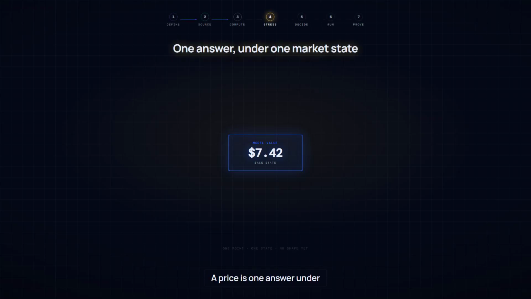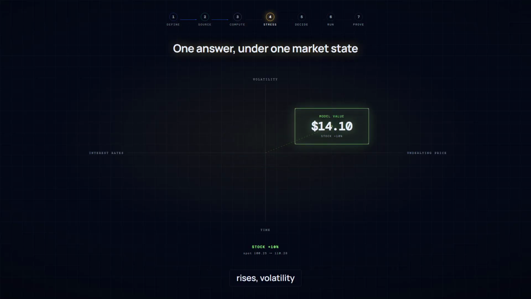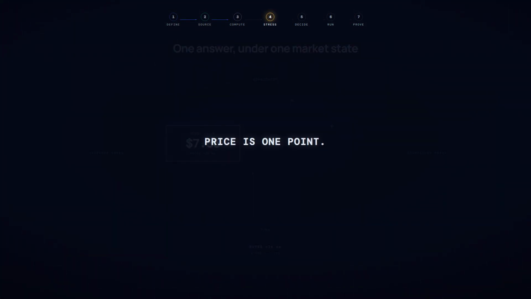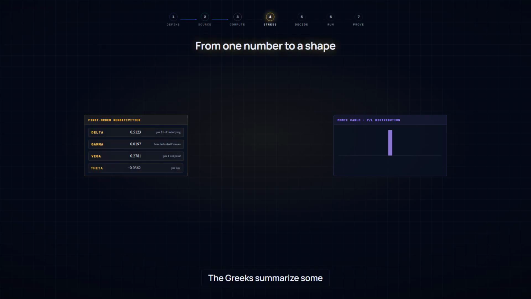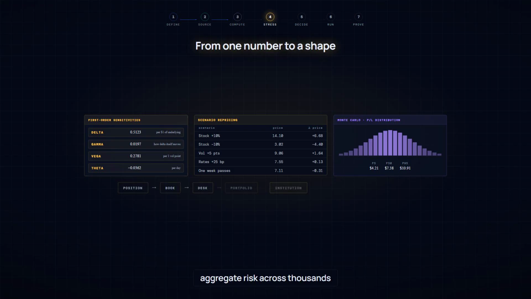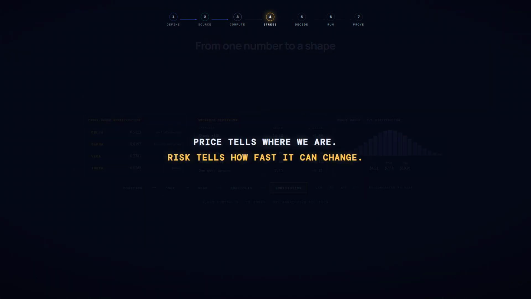Fourth, stress. A price is one answer under one market state. A desk also needs to know what happens if the stock rises, volatility jumps, time passes, or rates move. The Greeks summarize some sensitivities. Scenario engines and Monte Carlo simulations reprice positions across many conditions. The system may then aggregate risk across thousands of contracts and currencies. A price tells us where the model believes we are. Risk tells us how quickly that answer can change.